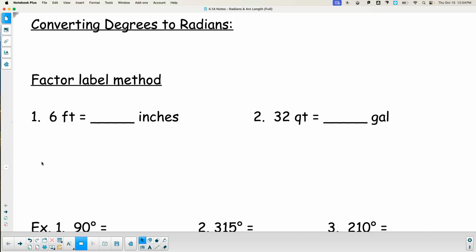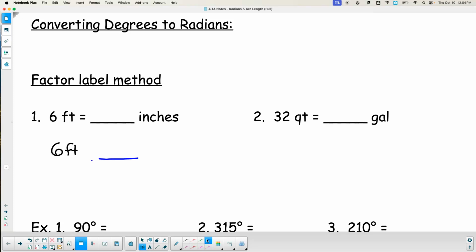Okay? So, first off, most of you probably have been in some kind of a scientific class at some point in time up to this point, because you need 3 credits of science to graduate, and so I'm sure you've all been in at least one science class. And science classes teach you something called the factor label method. The factor label method says that if I have 6 feet and I want to convert that into something other than feet, I need to come up with a fraction that's equal to 1.